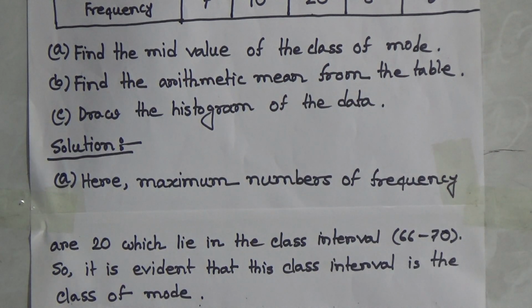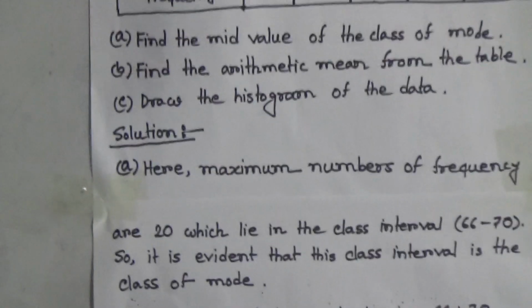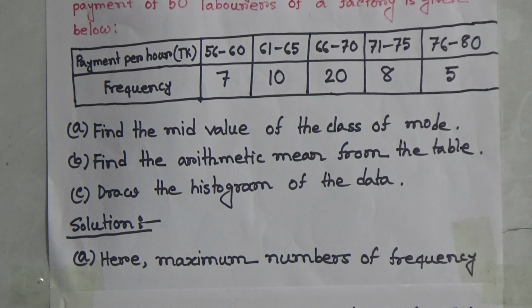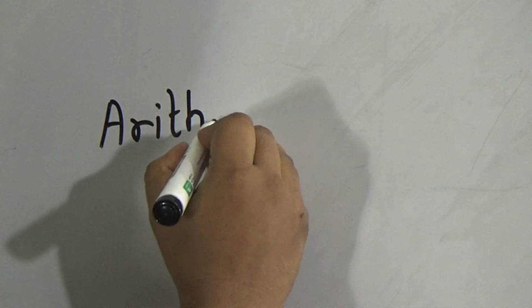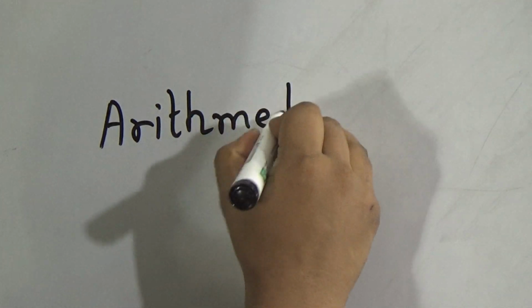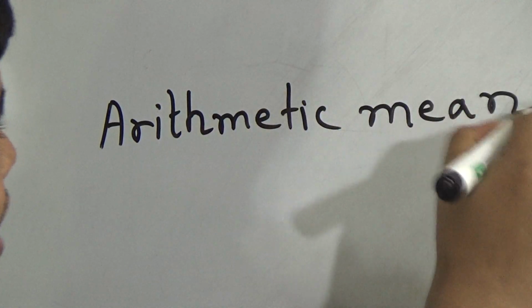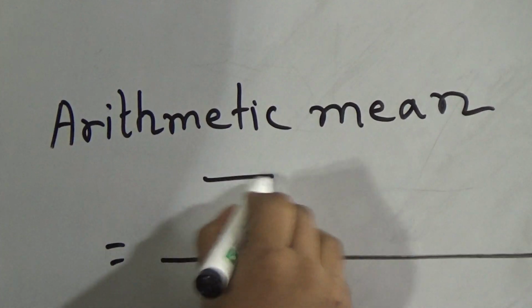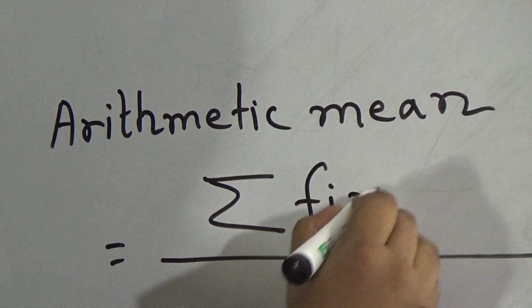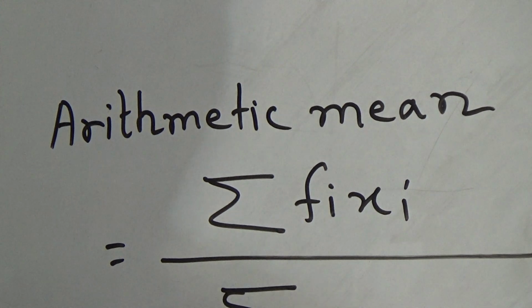My dear student, here you notice class interval and frequency is given, but midpoint is not given. Do you know the arithmetic mean formula? The formula is, please notice, arithmetic mean equal to summation of fi xi divided by summation of fi.